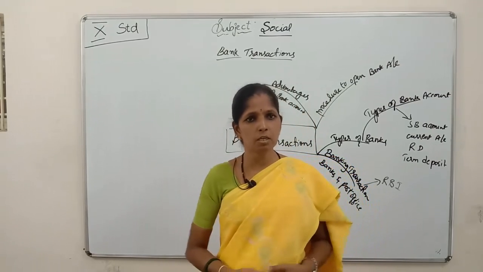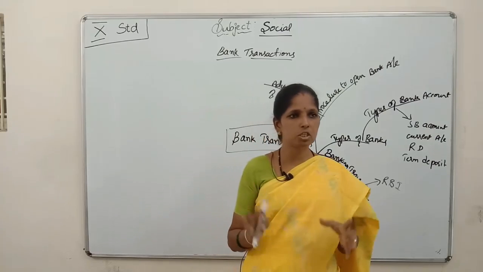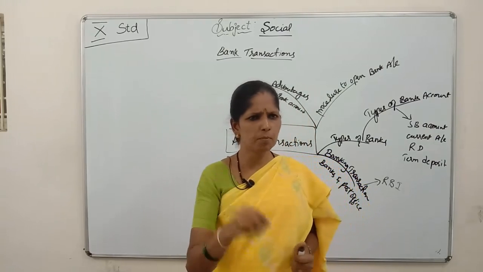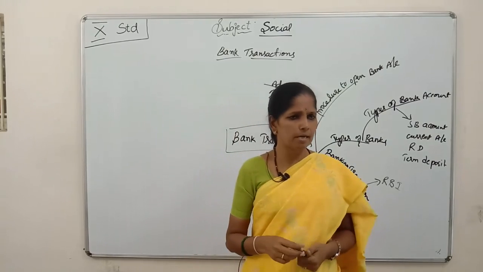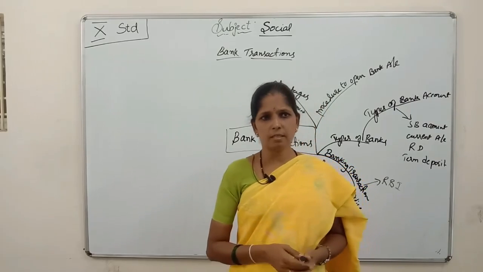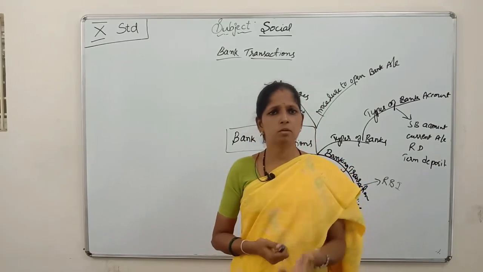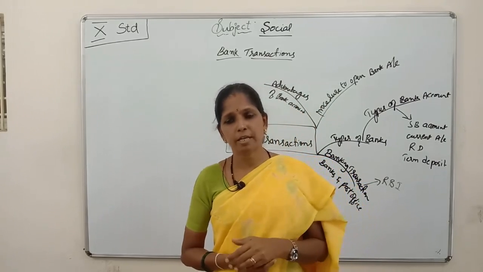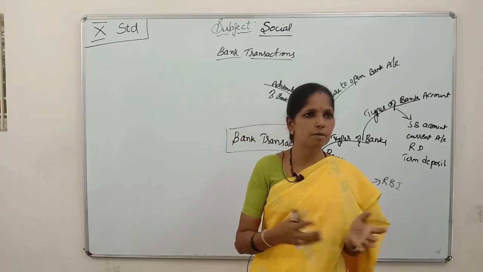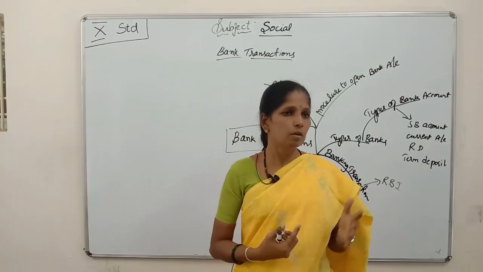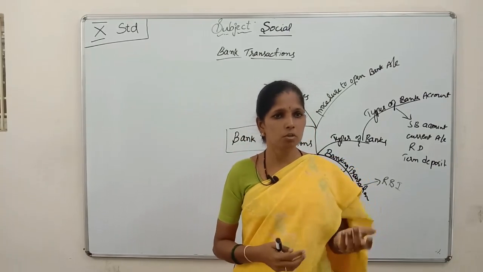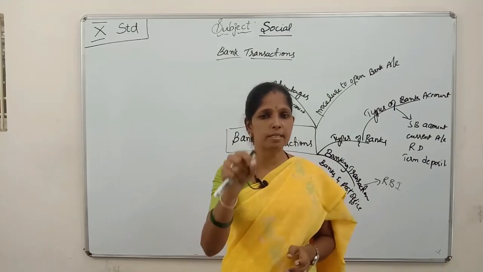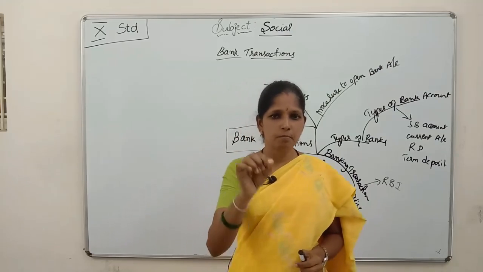After getting the proposal form cleared, some initial deposit amount should be paid to the bank, and it will be deposited through a bank challan. Now the bank issues a passbook, checkbook or pay slip book in case of savings accounts. Which type of facility do you want? You want a passbook, or you want a check, or you want a pay slip. Like this, all the facilities will be provided when you get the bank account in that particular bank.